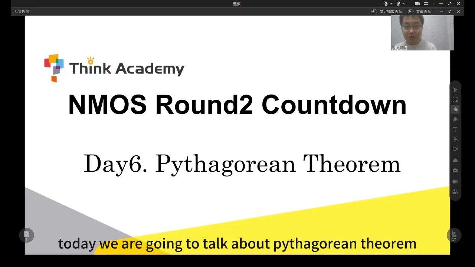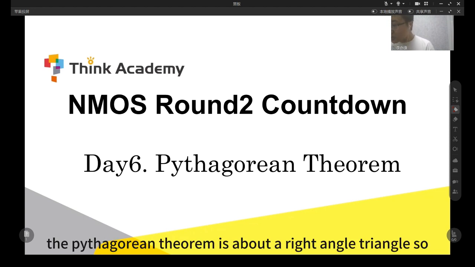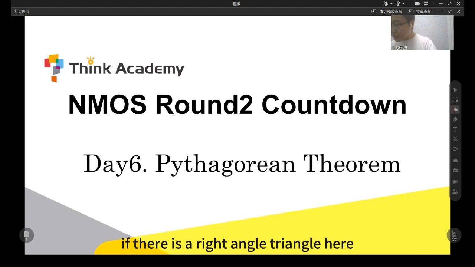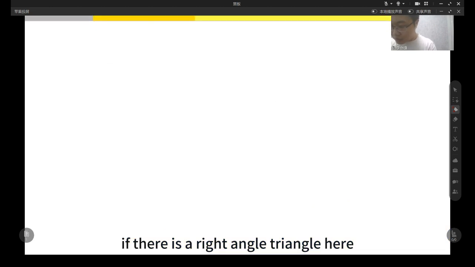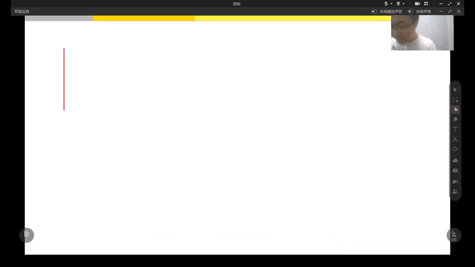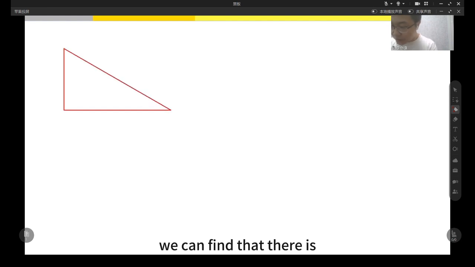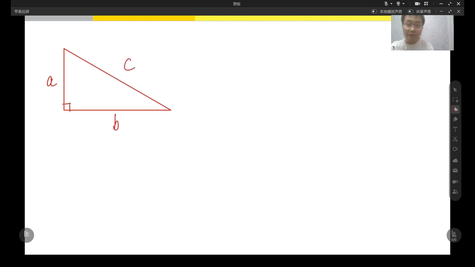Today, we are going to talk about the Pythagorean Theorem. The Pythagorean Theorem is about a right angle triangle. So if there is a right angle triangle here, we can find that there are three sides A, B, and C, where C, the longest one, opposite to the right angle, is the hypotenuse.